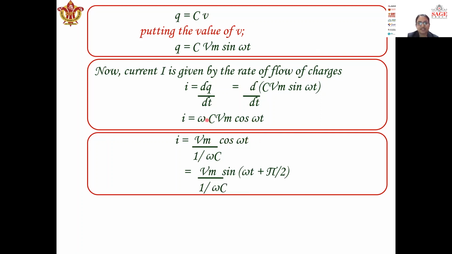Vm is kept here, and this cos omega t has been kept here. This omega C expression we have can be written as 1 upon (1 upon omega C), so Vm upon 1 upon omega C is equal to omega C into Vm, as we already know. So we can write it like this. Why are we writing it like this? Because we have to convert it into the form of capacitive reactance. The capacitive reactance, that is Xc, is denoted by 1 upon omega C.